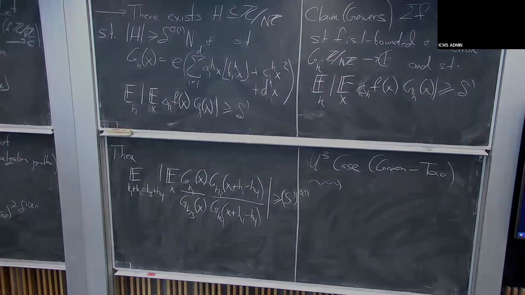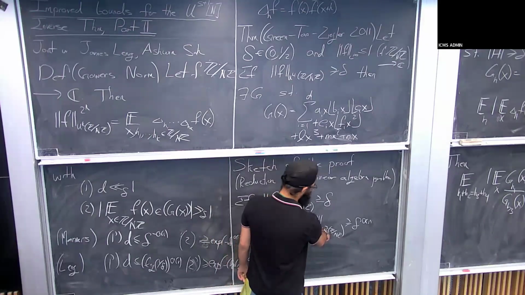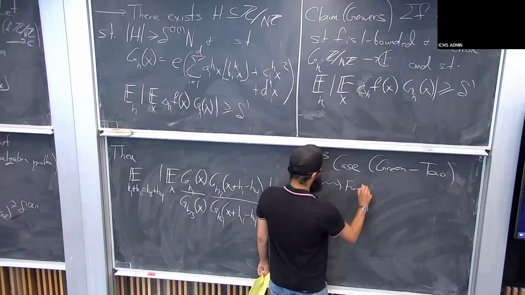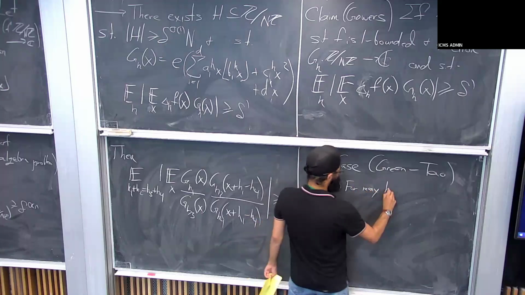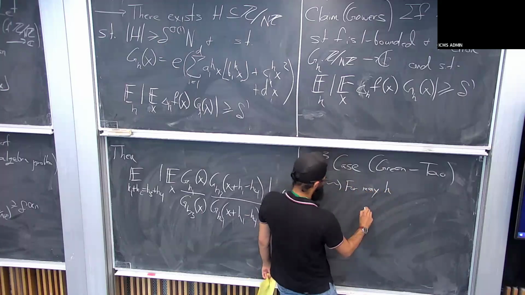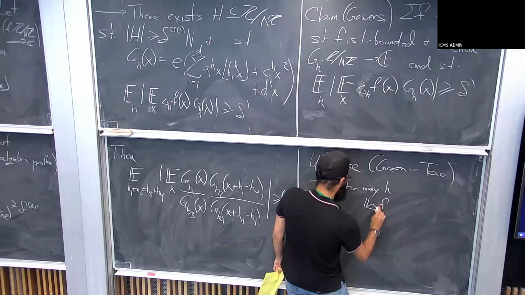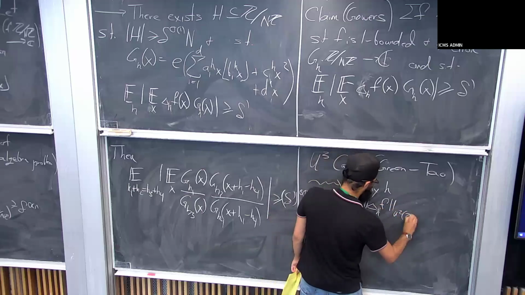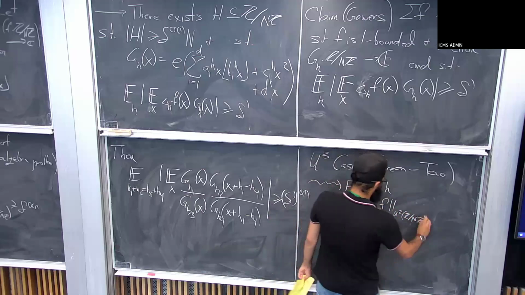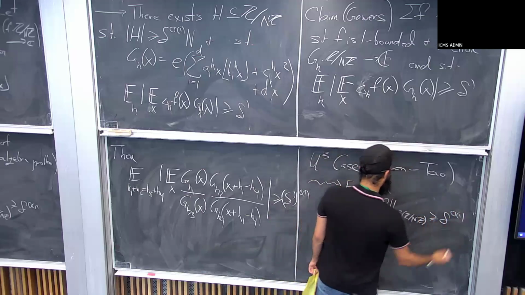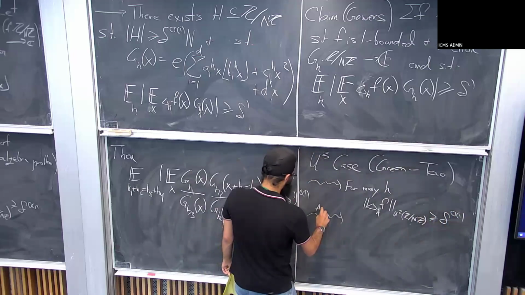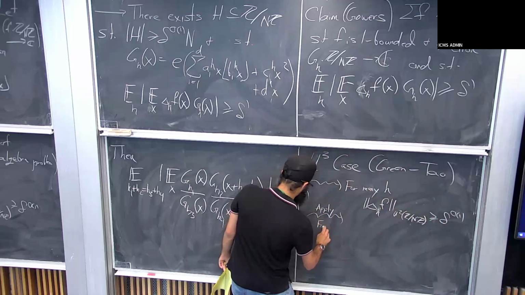So this 4 becomes a 3, this 3 becomes a 2, and what we have is that for many h, the U2 norm of delta h of f is large. So at this point, you can apply Fourier analysis.